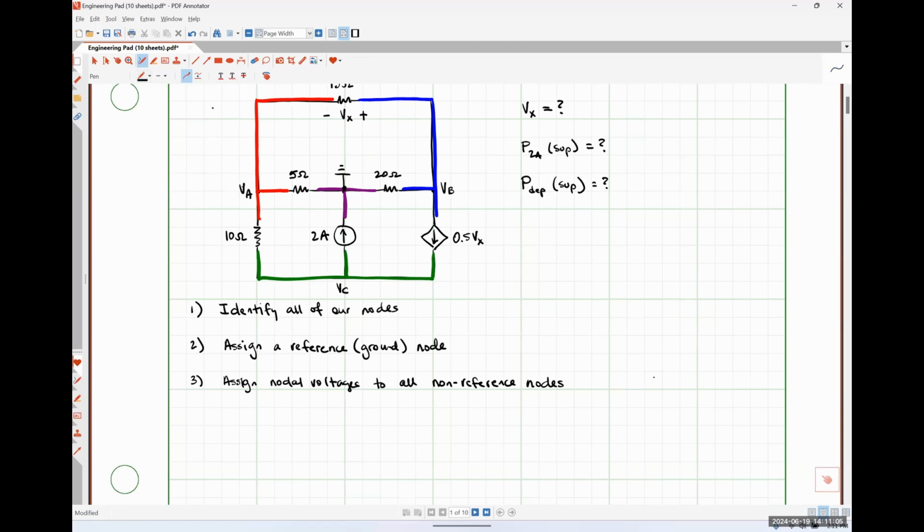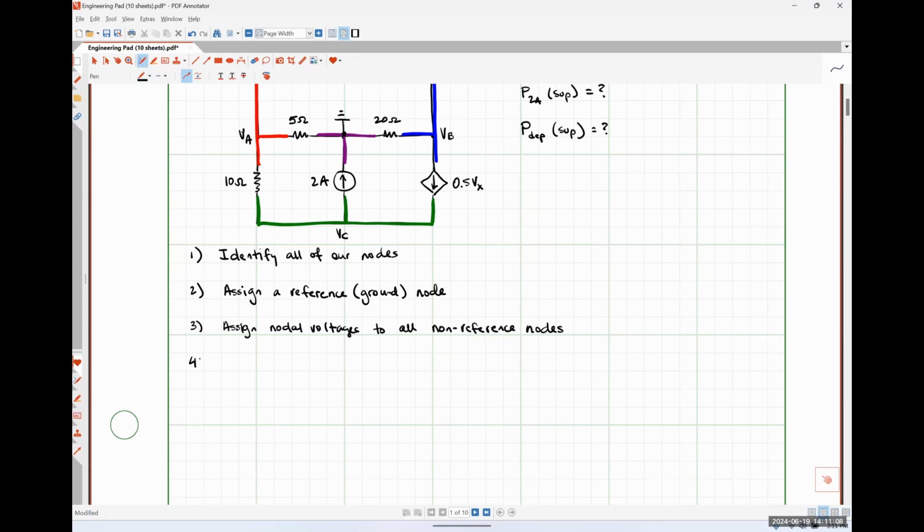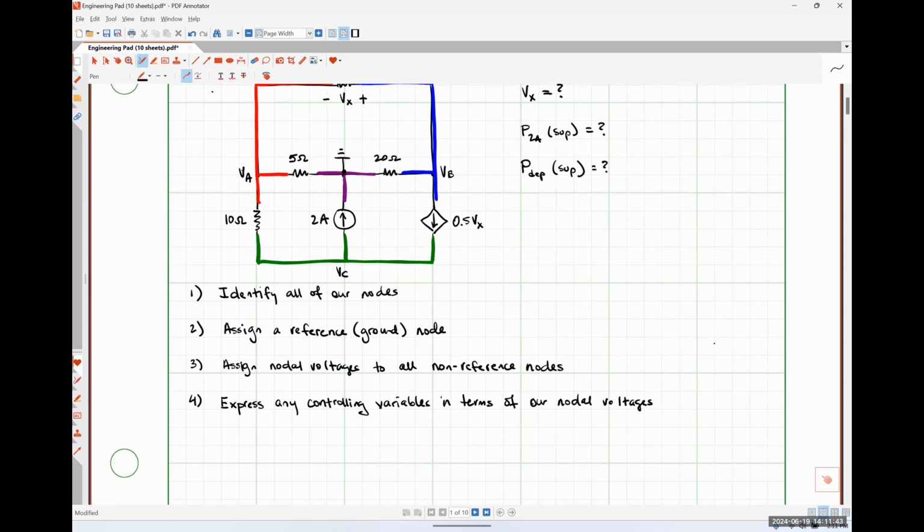So our fourth step, and this is where we're going to start setting up equations, is going to be to express any controlling variables in terms of our nodal voltages. So this step only matters when we have dependent sources, because it's only when we have dependent sources that we have a controlling variable.